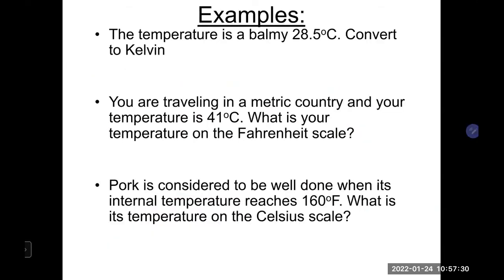All right, so why don't you take a couple minutes here and try each of these. We want to figure out the temperature: 28.5 degrees Celsius, we want to convert it to Kelvin. Then 41 degrees Celsius to Fahrenheit, and 160 Fahrenheit to Celsius. So grab your calculator, take a couple minutes, make sure you know how to do it. I'll do it as well.